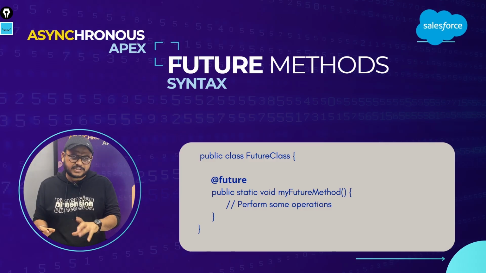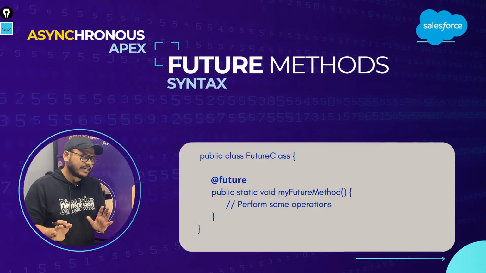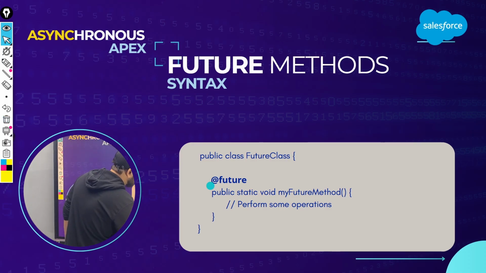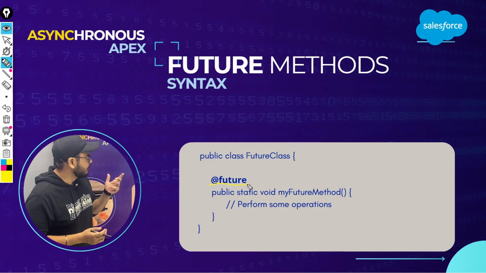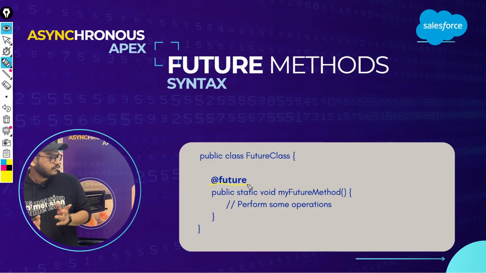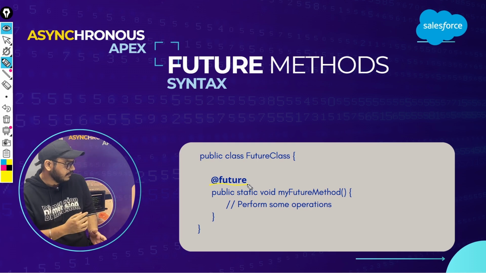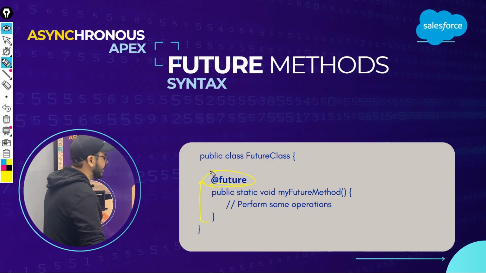So there is no specific syntax as such, but there are a few things which you need to understand. From a syntax perspective, all that you have to do, if you need to define a method as a future method, is simply use the @future annotation. For future methods, we just have to use the @future annotation before defining the method. So if this is your method, before the method you will just put the @future annotation.